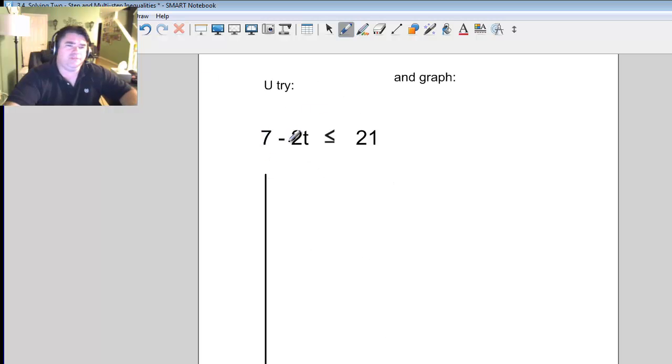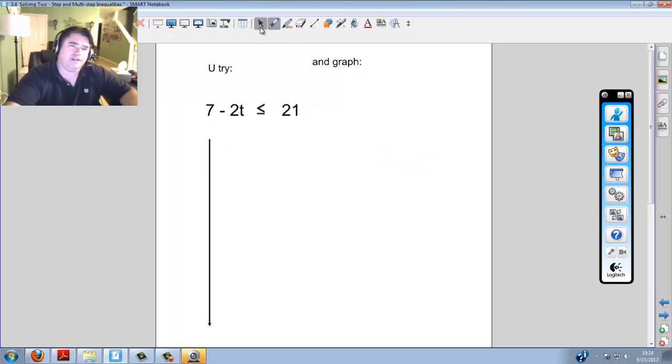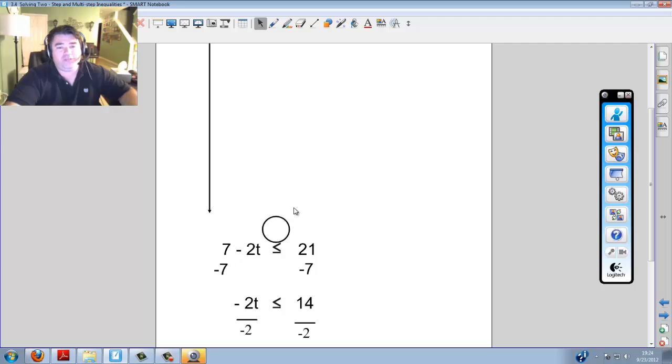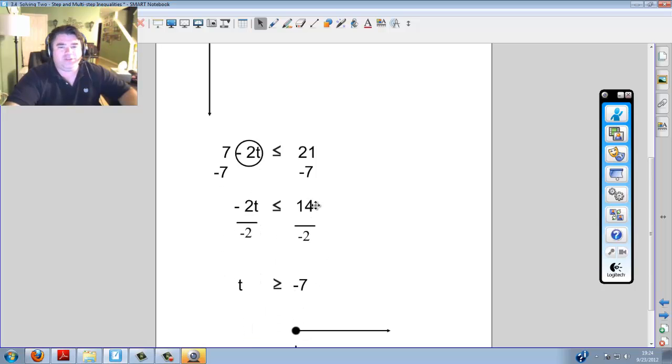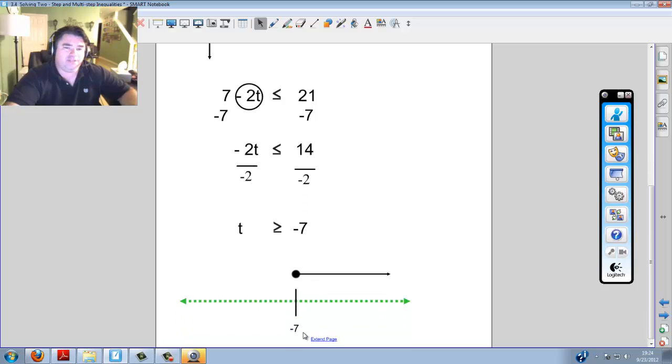You try. 7 minus 2t is less or equal to 21. Go ahead. And let's see what we got here. First, what I was saying was, remember that this minus 2t, the negative is part of the 2, not the 7. So instead of plus 7, we minus 7. Minus 7 over here, minus 7 over here. Makes 14 and negative 2. Negative 2t is less or equal to 14. Instead of times negative 2, divide by negative 2 on the left and right. And your answer is going to be negative 7. Because we divided by negative, sign switches. So instead of less or equal to, it's now greater or equal to. So, action negative 7. Equals means dark circle. Greater than means going this way.